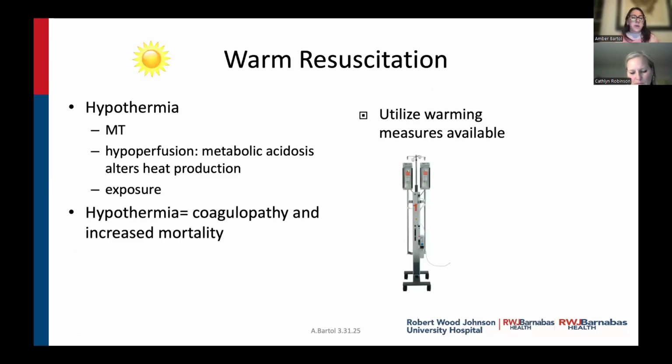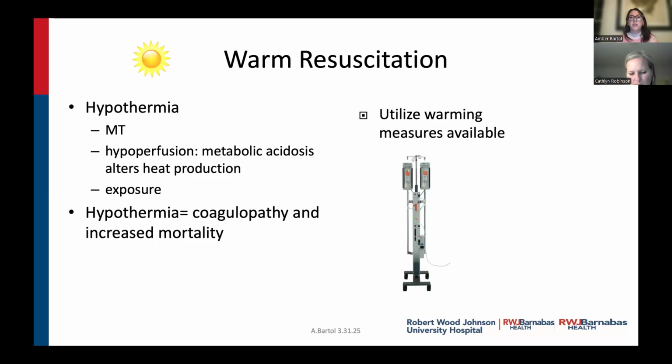Ways that we can keep people warm. We can do it with warm blankets, which is always great. But what we really want to do is use the resources and machinery we have to warm them from the inside out as well. So if we're giving them blood products, we're going to be giving them warm products through a Belmont or a rapid infuser, Level 1, something like that.